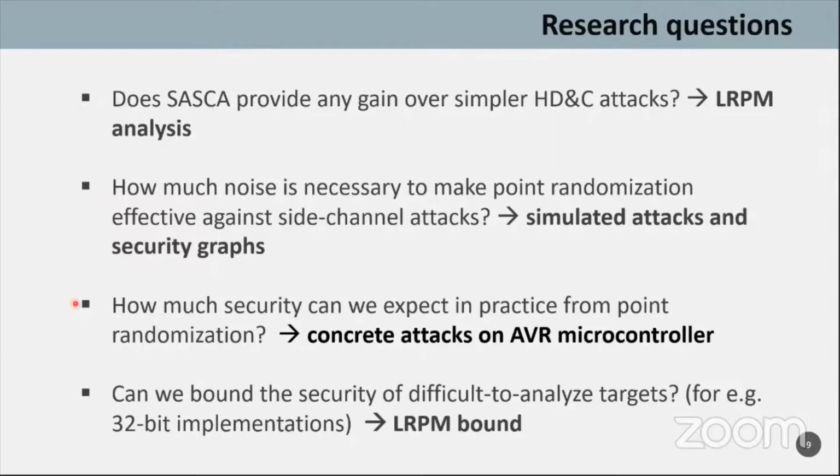The third question is how much security can we expect in practice from point randomization on common embedded devices? To answer this question, we performed concrete attacks on assembly implementations of the point randomization. And finally, the last question is, can we use some shortcuts to lower bound the security of, for example, more difficult to analyze targets? For this purpose, we make use of the efficiency of the LRPM, after showing that it does approach the results that we get from real attacks.